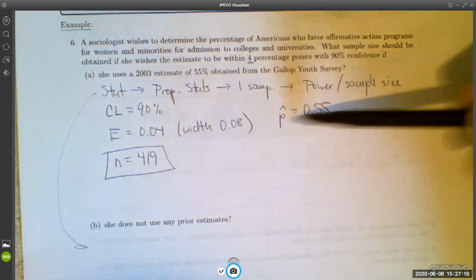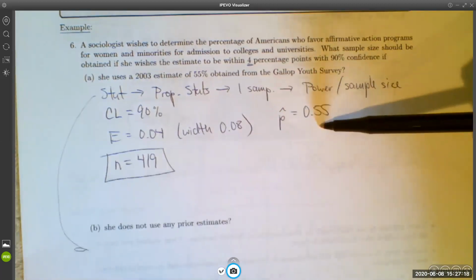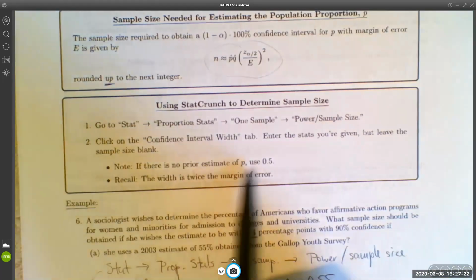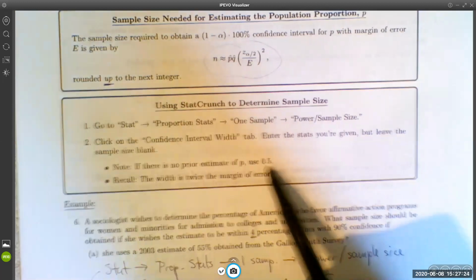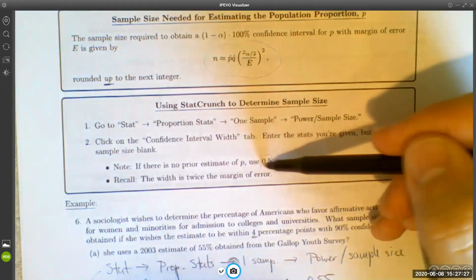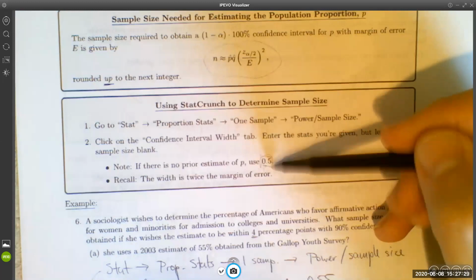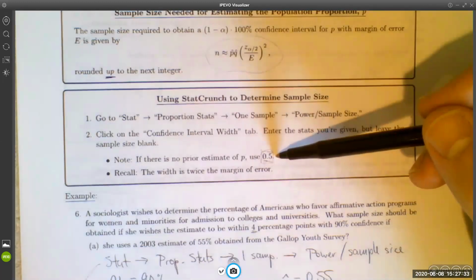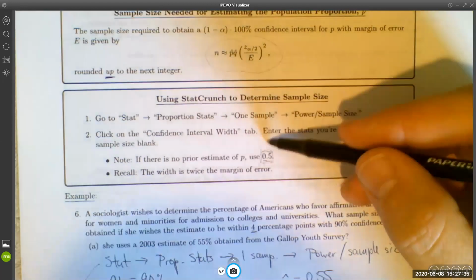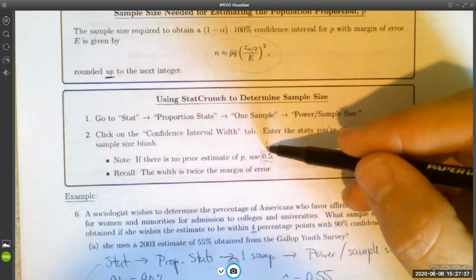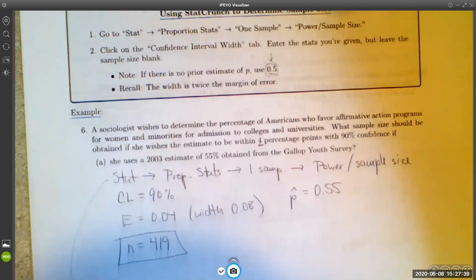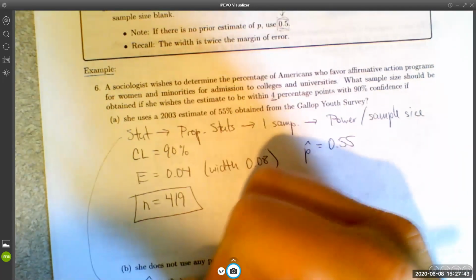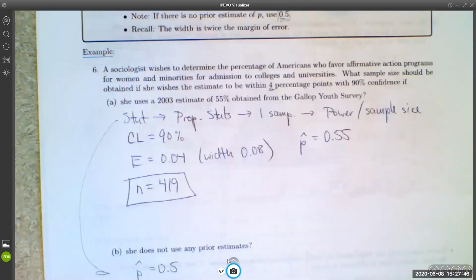But this time, she doesn't have a prior estimate, right? And if there's no prior estimate for p, then we just use 0.5. Okay, we just use 0.5, because this is going to maximize our sample size. The sample size that we need is going to be the largest whenever we use an estimate of 0.5. So we're going to do the same thing, except that p hat is going to be 0.5 here. Let's see what we get.